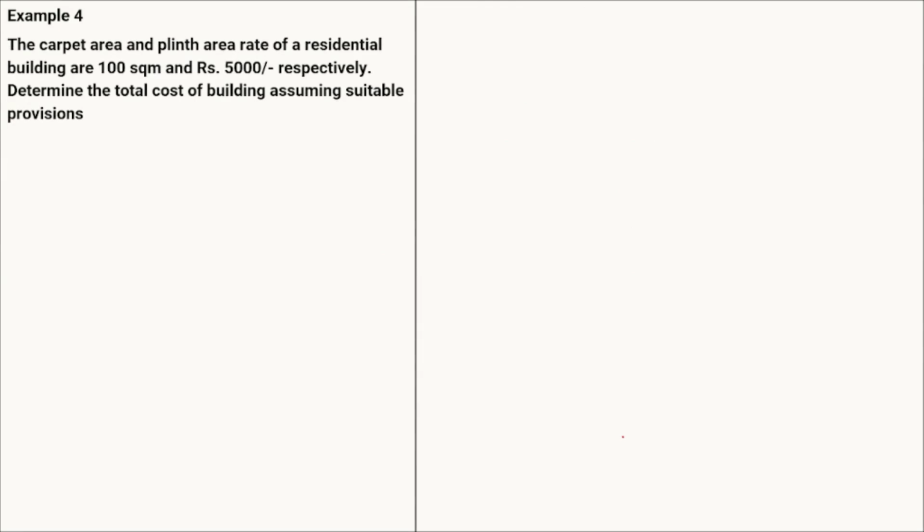Okay, now next, example number 4. The carpet area and the plinth area rate of the residential building are 100 square meter and rupees 500 respectively. That means for the reference building, the plinth area rate is given as 500, and the carpet area of the proposed building is given as 100 square meter.